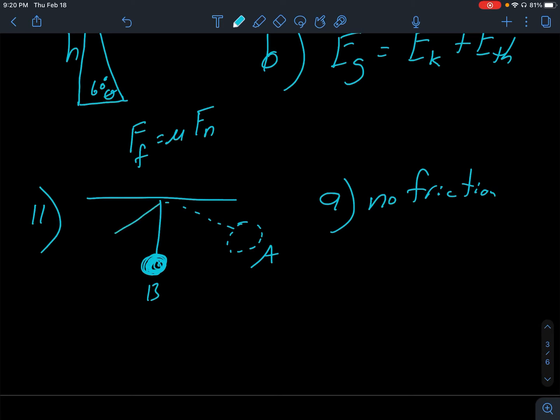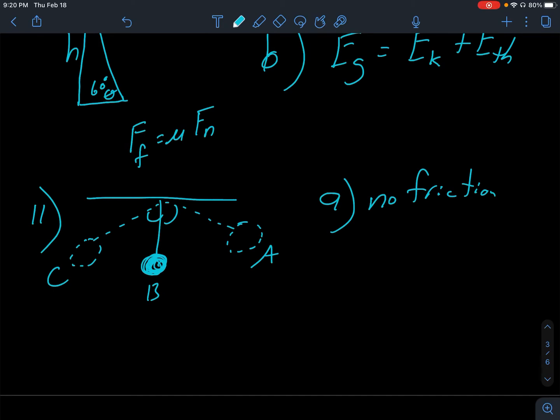This pendulum would move back and forth. So if we pulled it back to A, it would go to position B, and it would go, let's do some dotted lines, to position C. These angles would be the same.